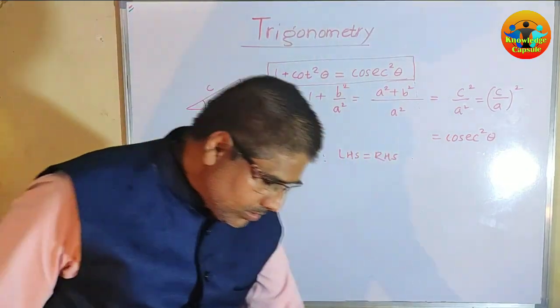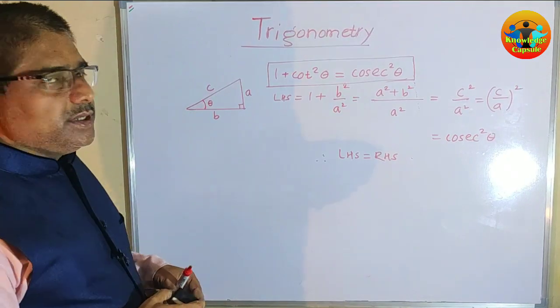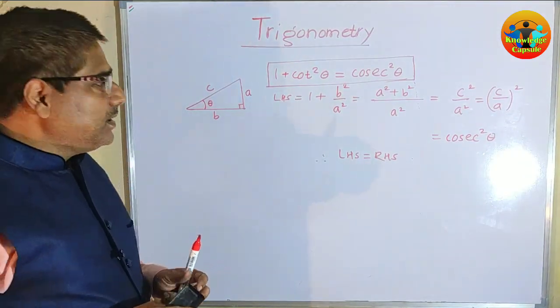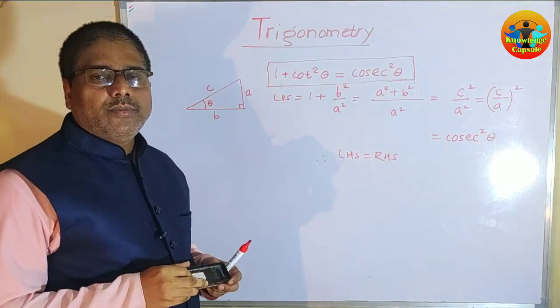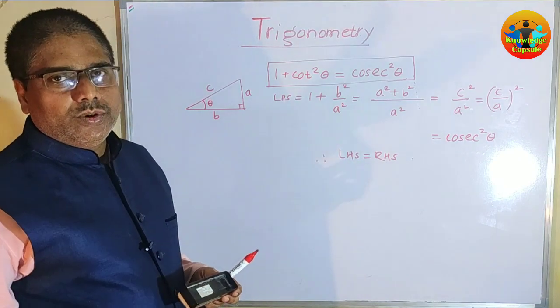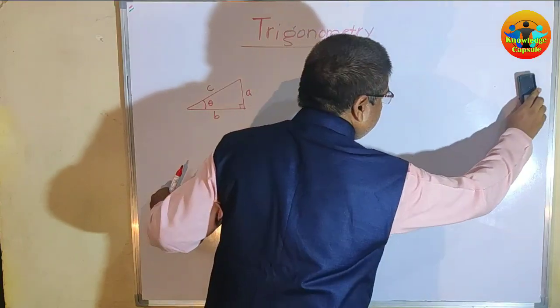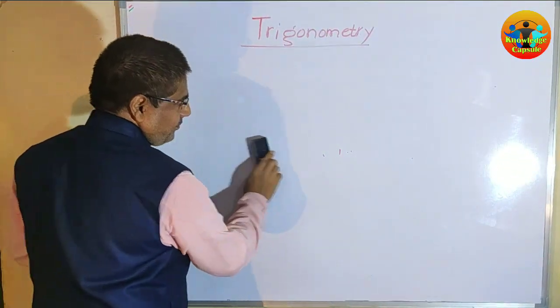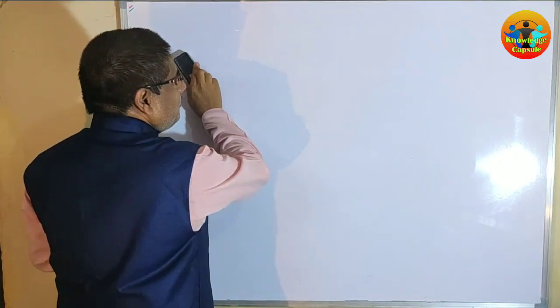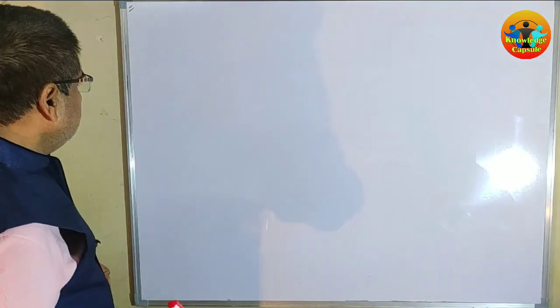Now let us have a look at the values of these trigonometric ratios for standard angles, that is 30, 45, 60, 0 and 90. Let us make one table.